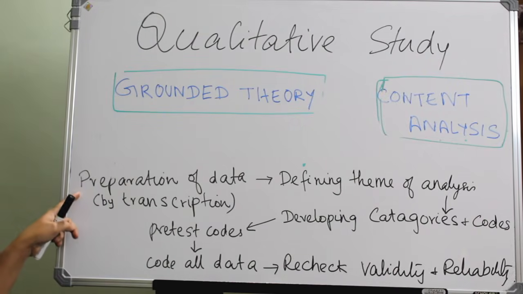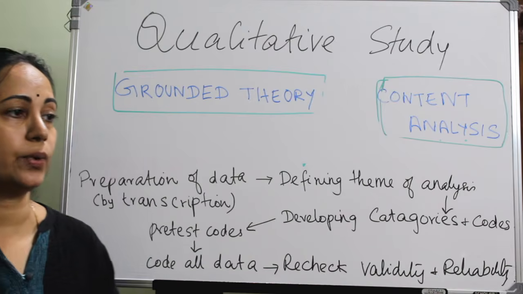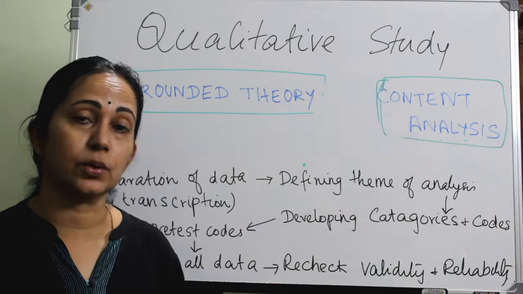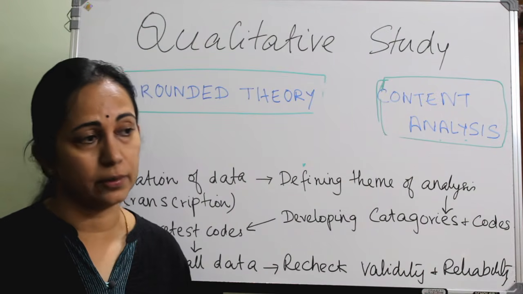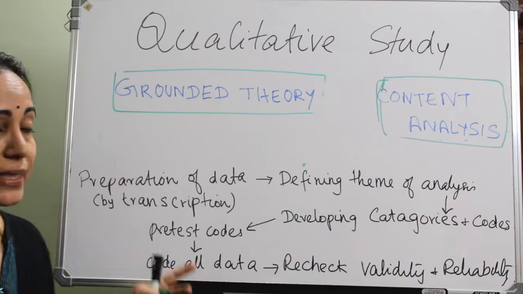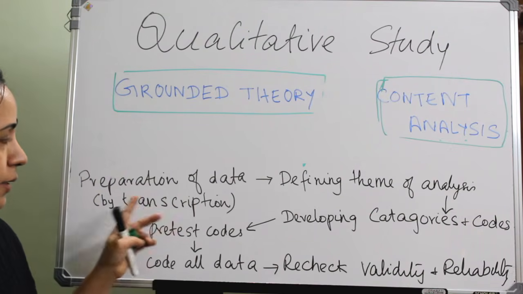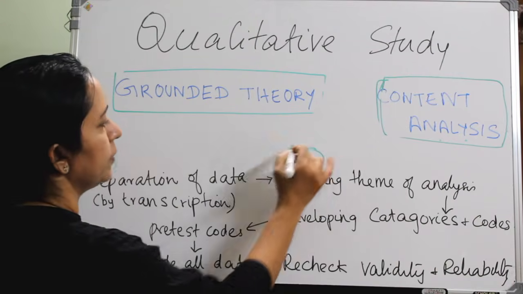The first thing is preparation of data. How we collect the data, I already told you. It can be an in-depth interview, focus group discussions, or personal observation, by note taking or from the recorded material. We get the data and transcribe all the data into text. That is the first thing. Then second is defining the theme of analysis.